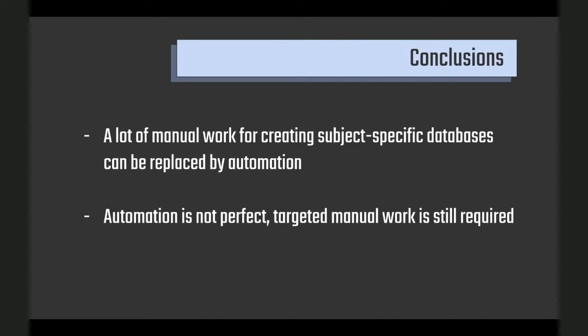So to conclude, a lot of manual work can be automated if you want to create subject-specific databases, but this automation is really not perfect. So what we try to do here is create a system that will narrow down the data that somebody would have to go through and create more targeted manual work. So we've seen that you can annotate about 60 to 70 cases in an hour.